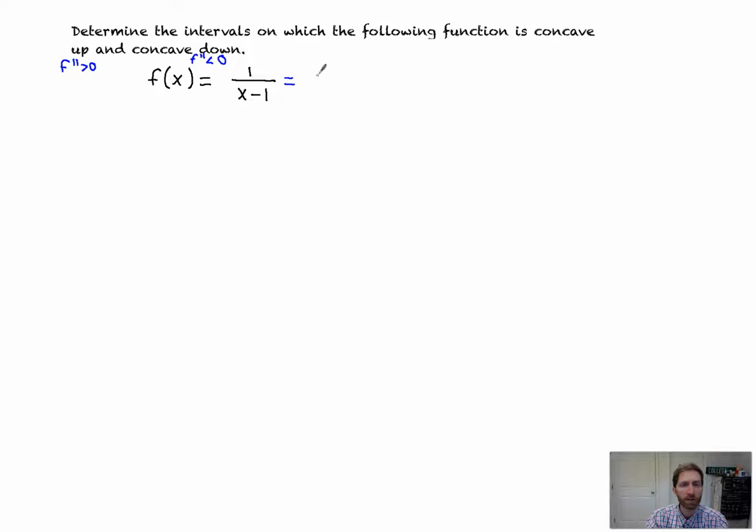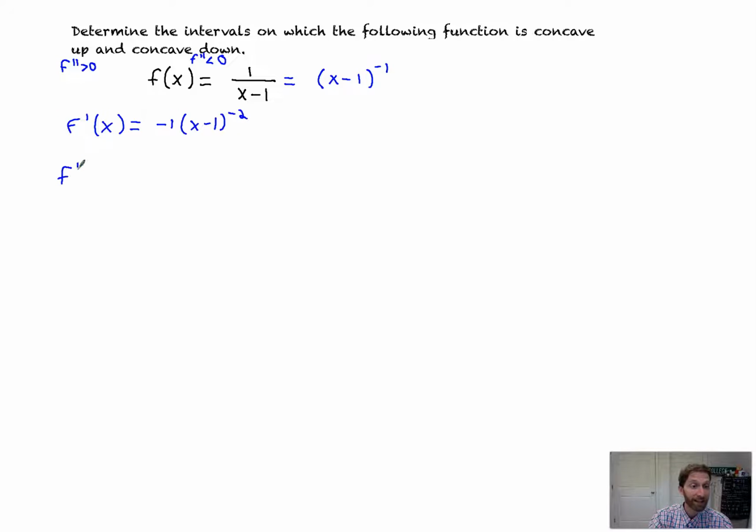First things first, I have to take two derivatives. I'm going to rewrite this so I don't have to use the quotient rule. That's (x minus 1) to the negative 1. So I'll have to take the first derivative, but I'm interested in the second. So f prime of x, by the chain rule, derivative of the outside, is negative 1 times (x minus 1) to the negative 2. That simplifies, but it doesn't really matter, because we're going to take the derivative of that.